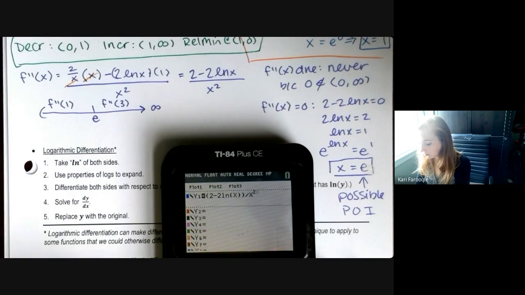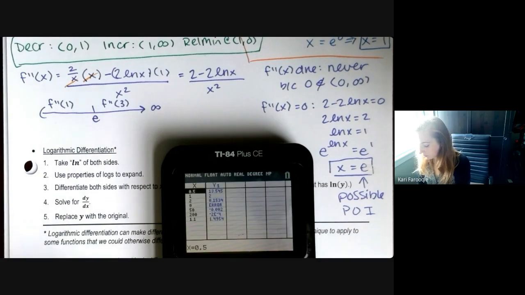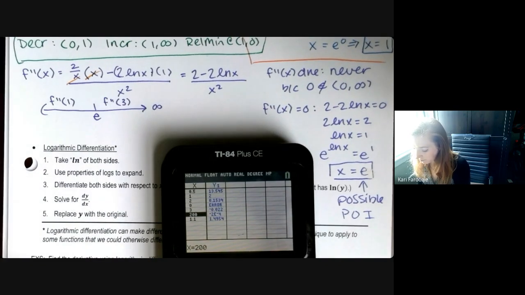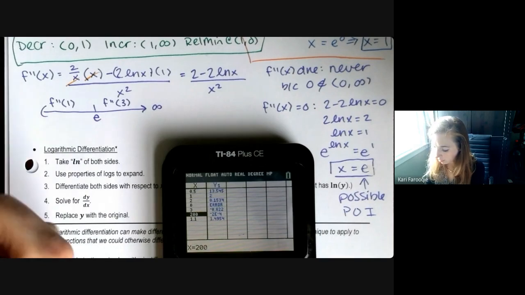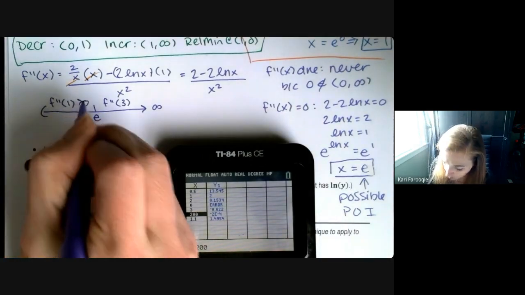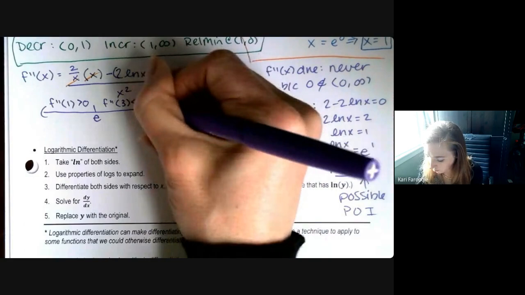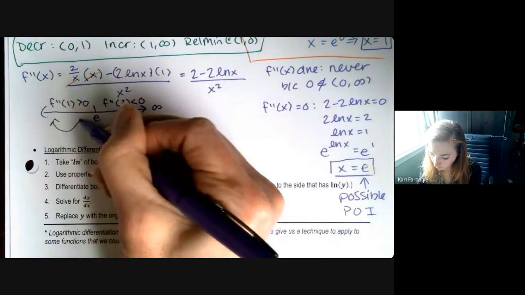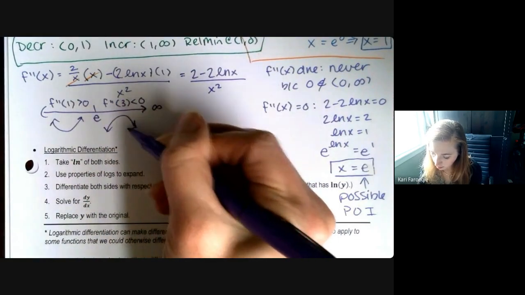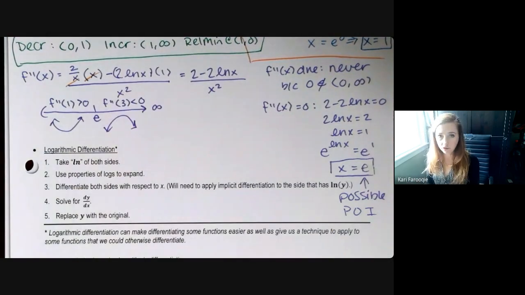And then we'll look at our table. I'm looking at 1, which is already in here. Then I'll put a 3 in here. So at 1, we have 2, so it's greater than 0. And at 3, it's negative 0.022, so less than 0. So we are going to be concave up, concave down, and we're going to check this too when we're done to make sure that this matches up with our graph. That means that e is an actual point of inflection.